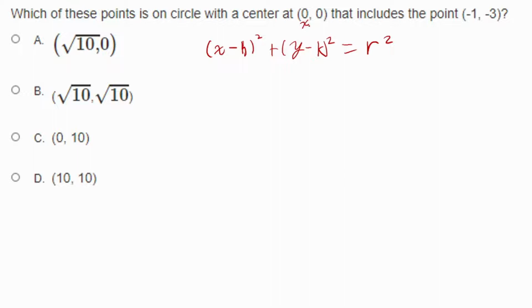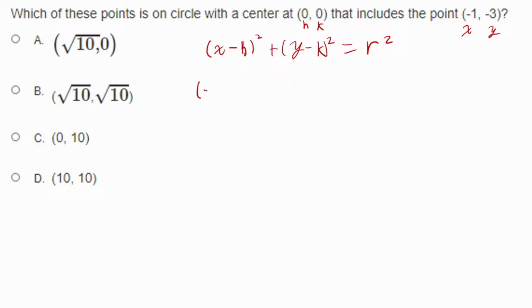Here's my x, here's my h, here's my k, here's my x, here's my y. Because this is my center point, which is the h and the k, and then this is a point that we want to substitute in. So we could do this.